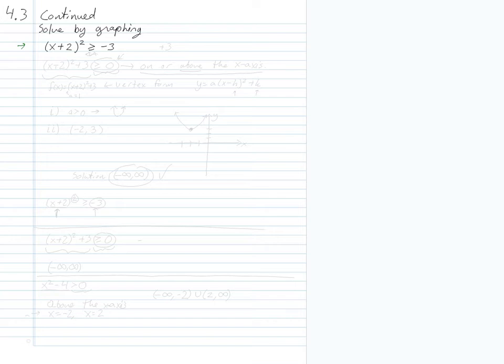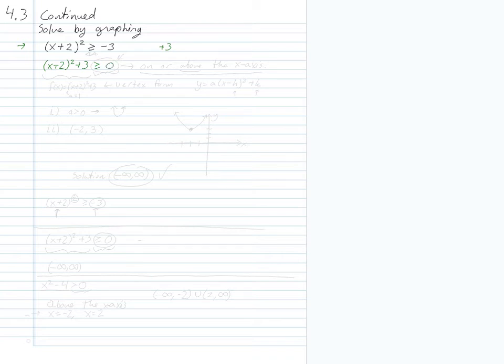So here we have a quadratic inequality. This one doesn't look quite like the others that we've seen. This one is not multiplied out. This one is part of it is factored. Let me begin by getting one side equal to 0. So I'll add 3 to both sides and see where that leaves us. x plus 2 squared plus 3 greater than or equal to 0.